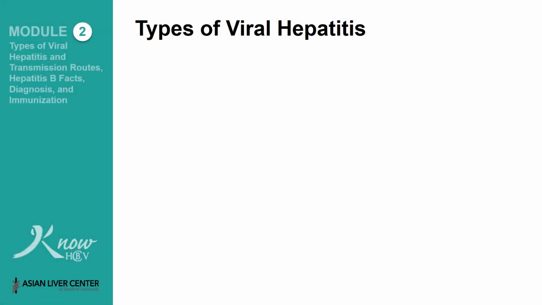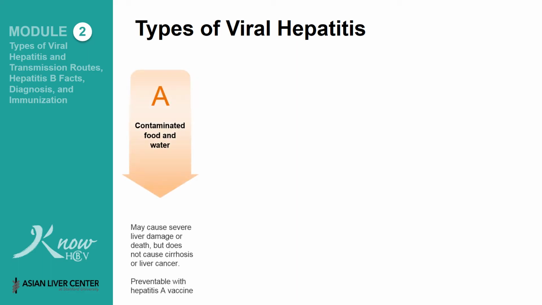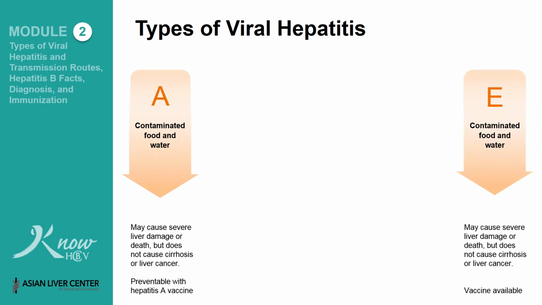Viral hepatitis is categorized into A, B, C, D, and E. Each type is distinctive and has different transmission routes. Hepatitis A and E are transmitted through consumption of food and water contaminated by feces. Although hepatitis A and E can lead to serious liver damage and even death, they do not cause chronic infection, liver cirrhosis, or liver cancer.